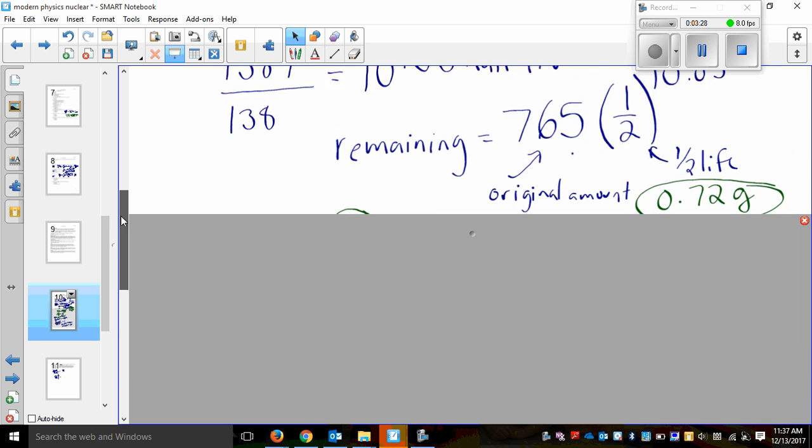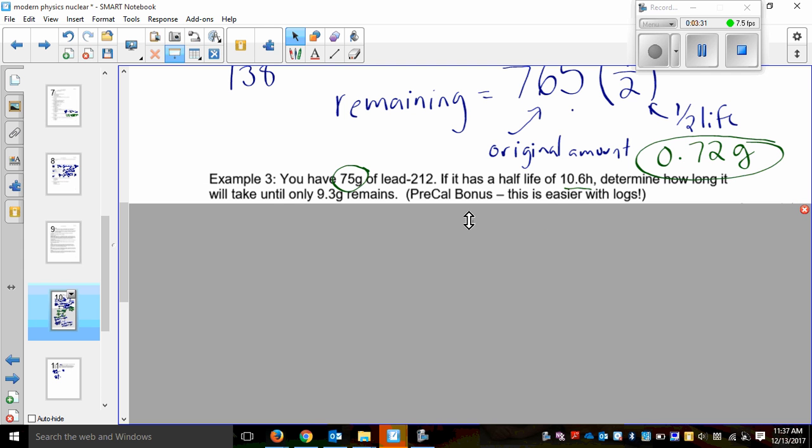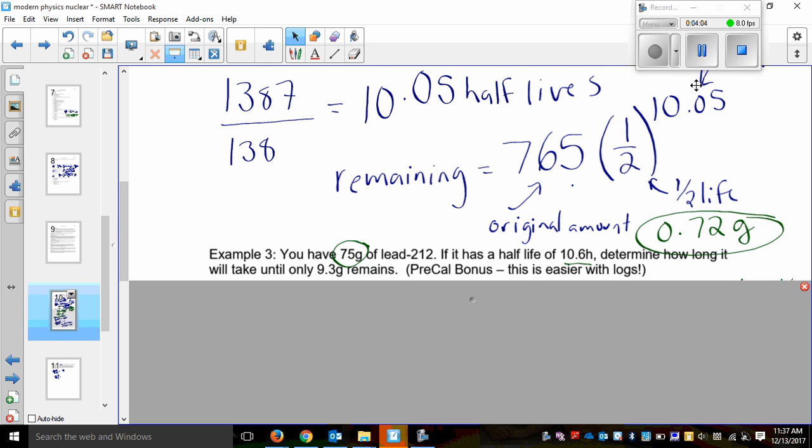Okay, so now we have 75 grams of lead. Its half-life is 10.6 hours. How long is it going to take until we only have 9.3 grams remaining? So if you're in pre-calculus, this is much easier if you use something called logarithms. If the word logarithm scares you, don't worry, okay? So the original amount is going to be 75, the half-life goes here, and the one thing we don't have is the exponent. So we're going to have to try and find that exponent.